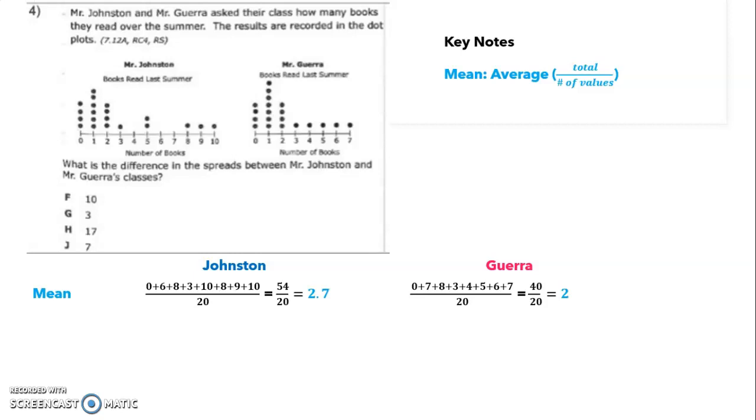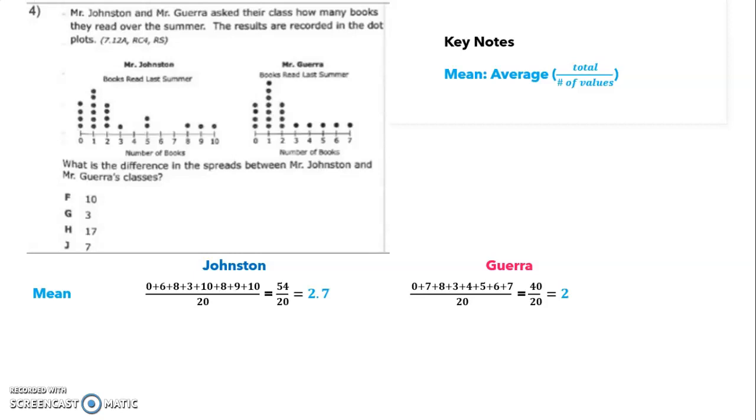And then there are a total of 20 students, so 20 answers, or 20 data points. So I divide the 54 by 20, and I'm going to get 2.7. So that's the way I get the mean, or the average, for Johnston. I'm going to follow the exact same process for Mr. Guerra, and I'm going to get 0 plus 7 plus 8 plus 3 plus 4 plus 5 plus 6 plus 7. So when I do so, I'm going to get 40, take 40 divided by 20, and I'm going to get 2. So the average for Mr. Guerra is 2.